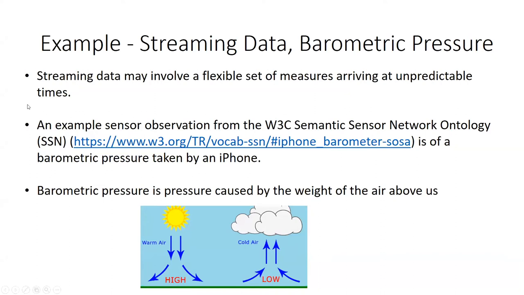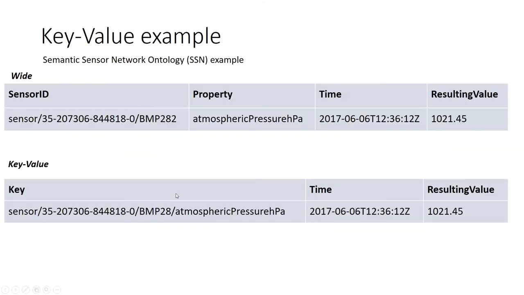And this example is about streaming data. That is data that can arrive at unpredictable times and is a flexible set of data. And the example we should look at is an example from the sensor observation from the W3C semantic sensor network ontology. It is of a barometric pressure measured in hectopascal taken by an iPhone. What it is in words, pressure is caused by the weight of the air above us.